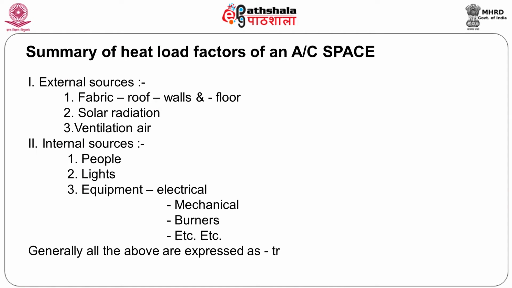What did we talk about? This is the summary. We started off by saying a heat load is a factor of two important things which are shown in Roman numerals: external and internal. External is made up of three elements: fabric, solar and ventilation. Internal is likewise made up of three elements: people, lights and equipment.